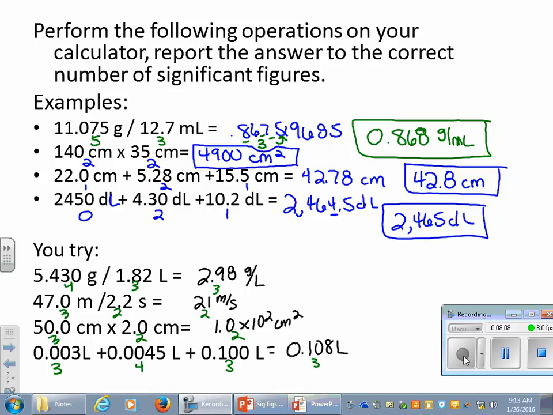And then in the last one, we are adding. And remember that when we add and subtract, we don't count significant figures, but we count decimal places. So we've got 3, 4, and 3. And again, our answer has to have our smallest number of decimal places at 3 decimal places.